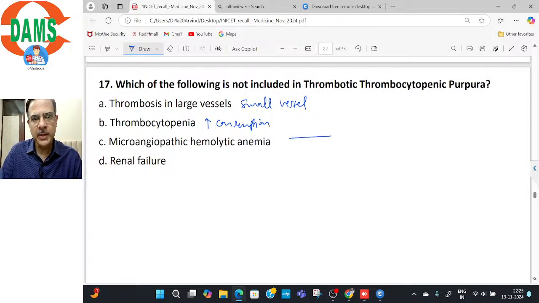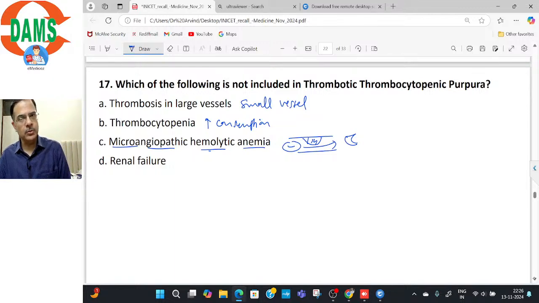Microangiopathic hemolytic anemia: it is a small vessel, there is a thrombus. So when RBCs pass through this small area, they get fragmented. That is known as small vessel injury leading to hemolytic anemia. Renal failure, yes, renal failure is seen in TTP because it can also affect the small vessels of the kidney. So the answer here will be option A.